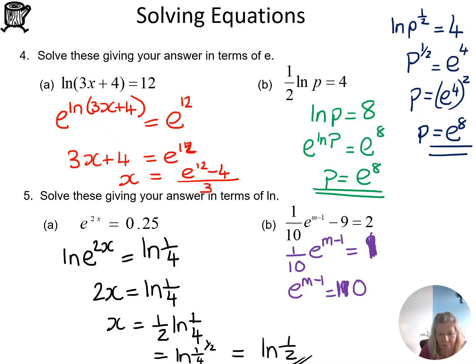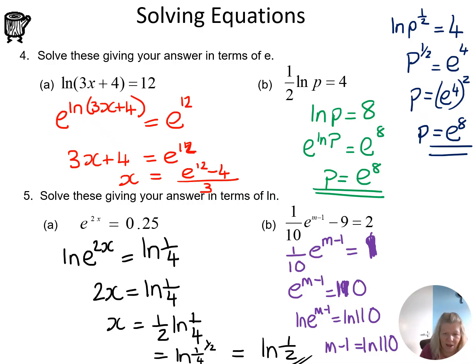And now just ln both sides to get rid of the e. And then we've just got m minus 1 equals ln 110. So final answer would be m equals ln 110, and then afterwards take away 1. It's not ln 109. You are not ln in the negative 1. It's a separate term on its own.